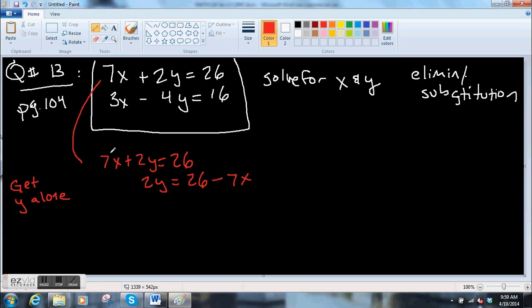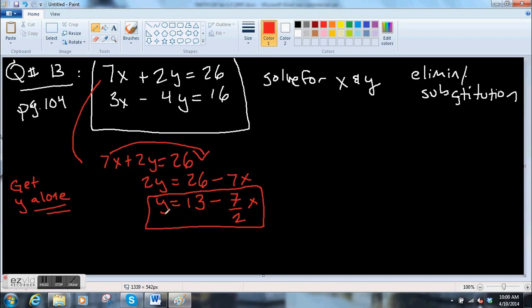So first of all, I'm going to take the 7x and put it on that side. Again, my goal is to get y alone. So now I divide everything by 2, and I get y equals 13 minus 7 divided by 2x. I wish that 7 over 2 was a simpler number, but I can deal with it. All we've done now is rewritten the first equation like this so that we have y by itself. And the reason we've done that is now we can substitute that into this equation.